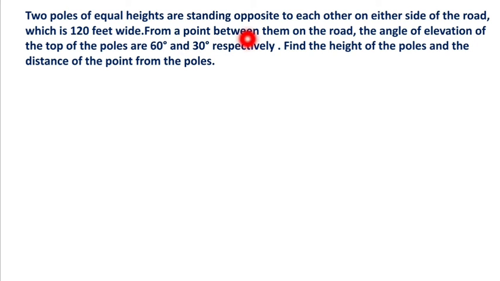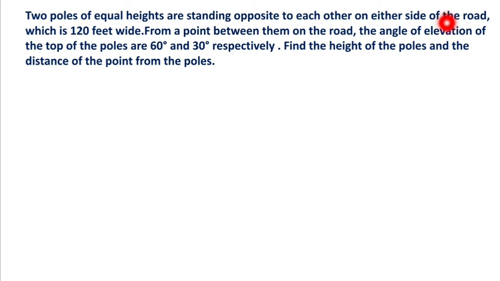From a point between them on the road, the angle of elevation of the top of the poles are 60 degrees and 30 degrees respectively. Find the height of the poles and the distance of the point from the poles. So, here observe that two poles are there which are equal heights, and which are placed on either sides of the road.